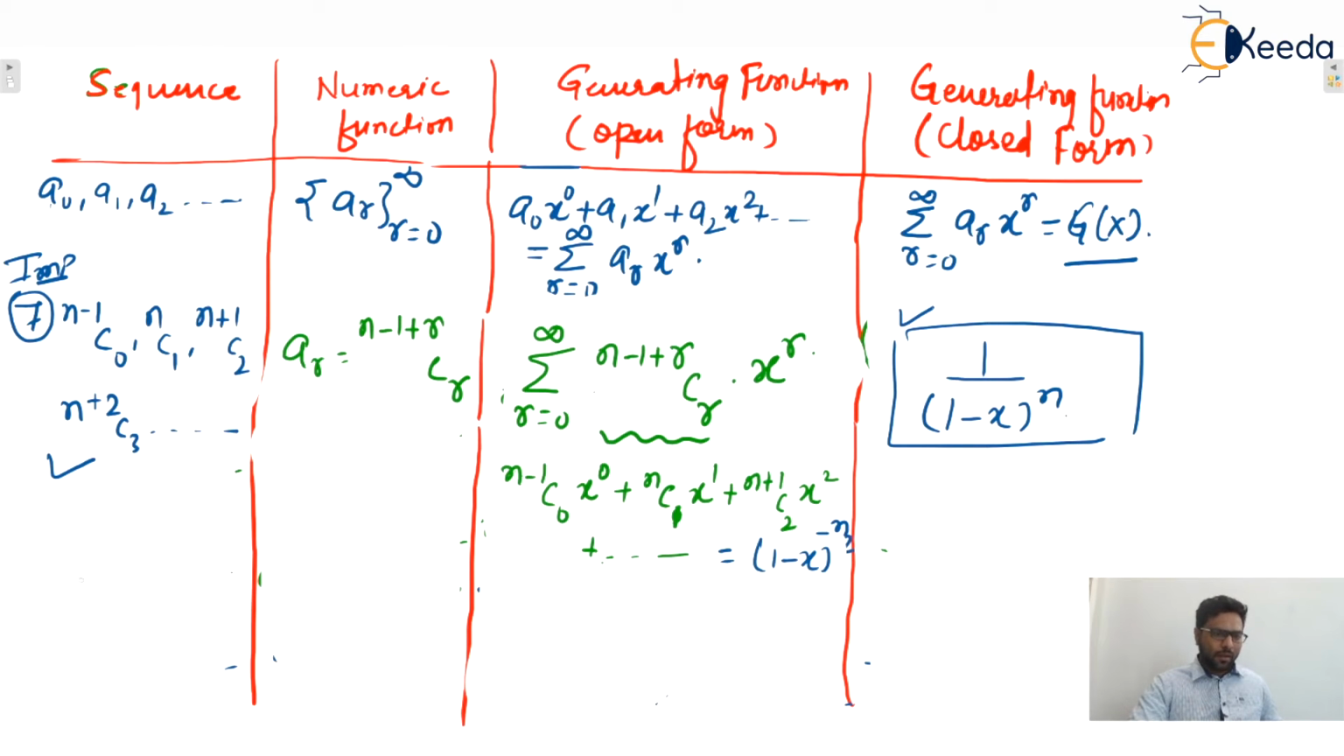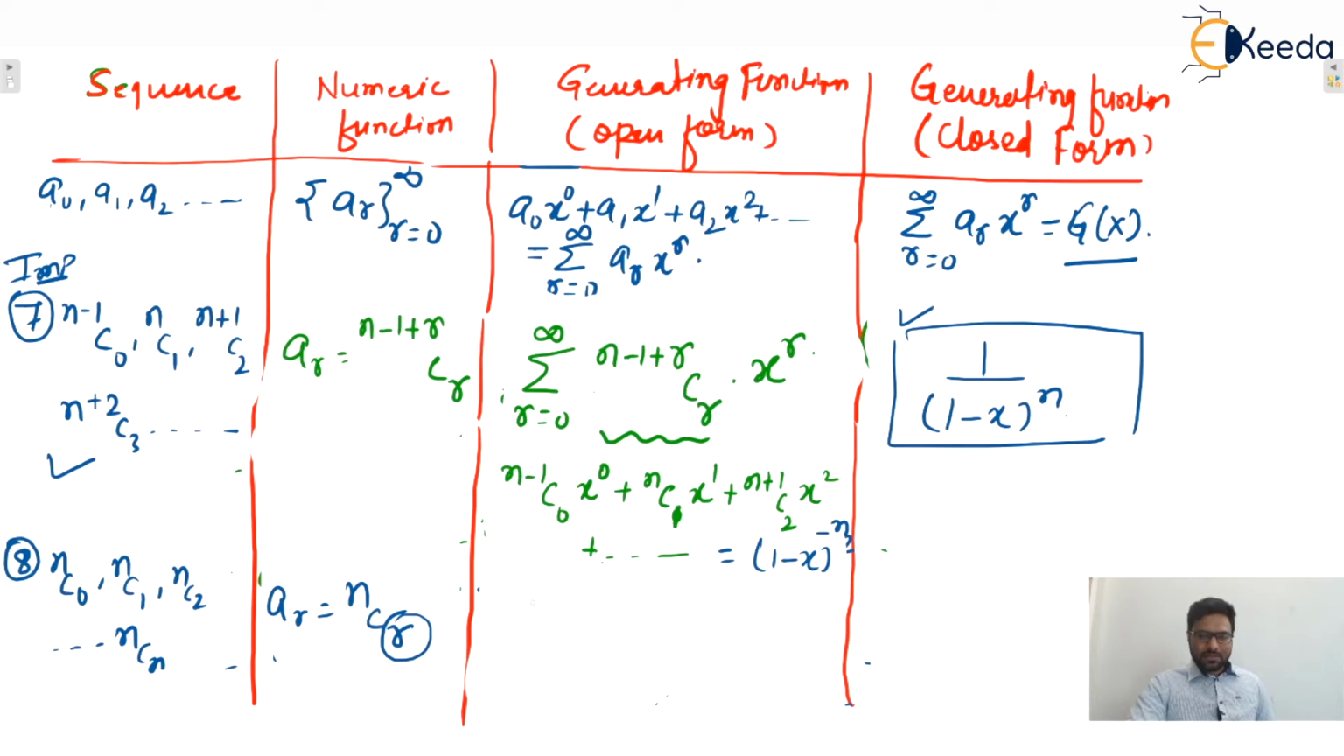Okay. Next one, eighth one, let's say a sequence is given to you nC0, nC1, nC2, let's say up to nCn, isn't it? Now here a_r is what? nCr. So here r is from 0 to infinity, but once r exceeds n, in nCr if r is greater than n, then that becomes 0. So no problem at all.